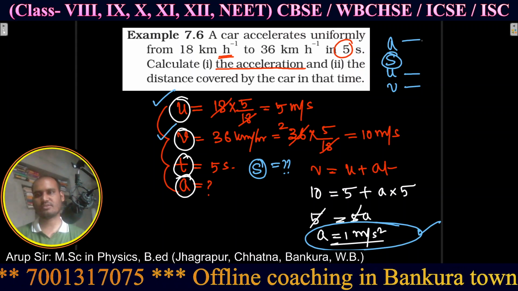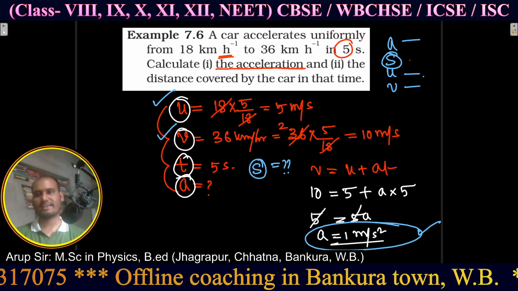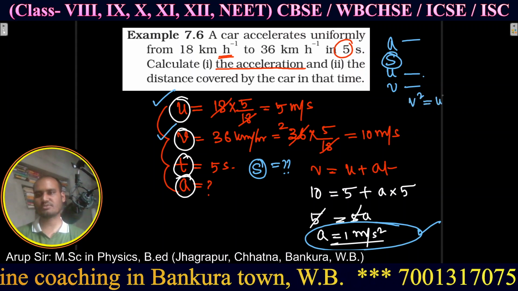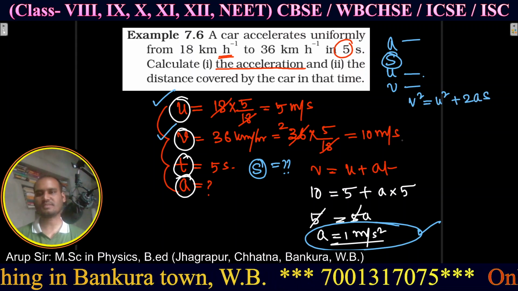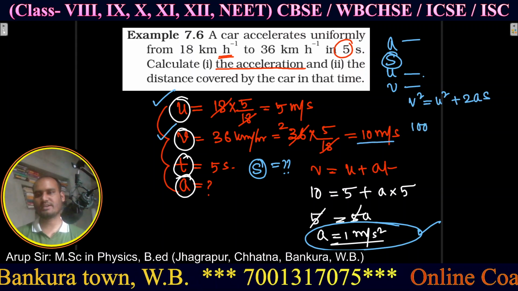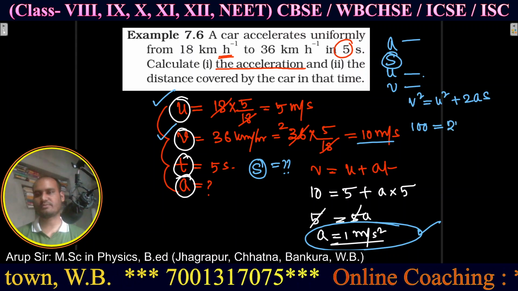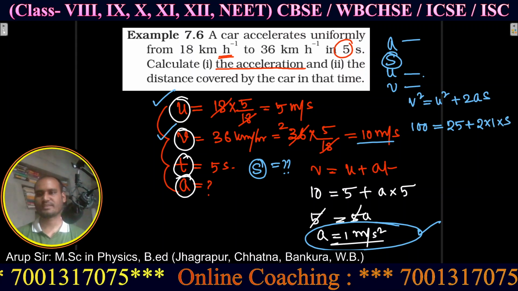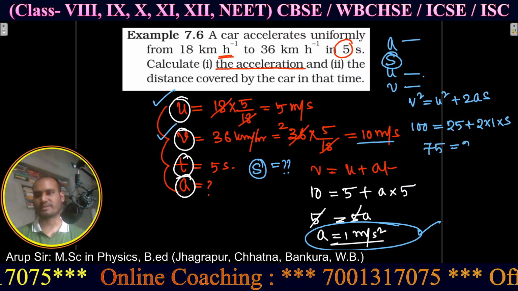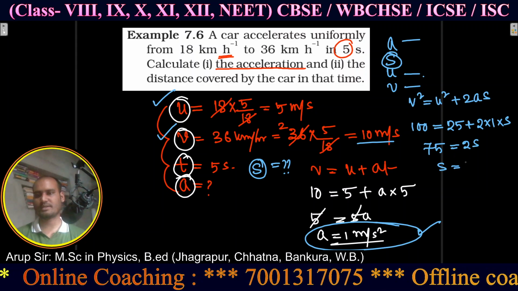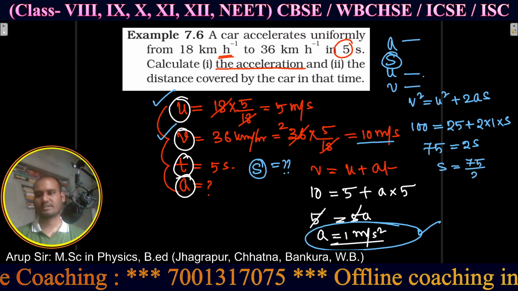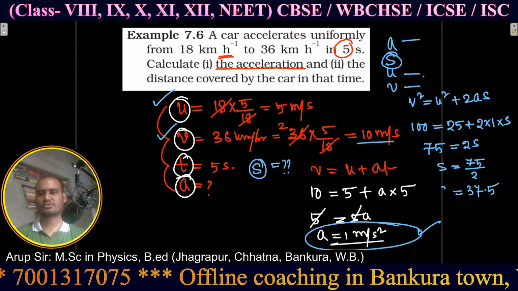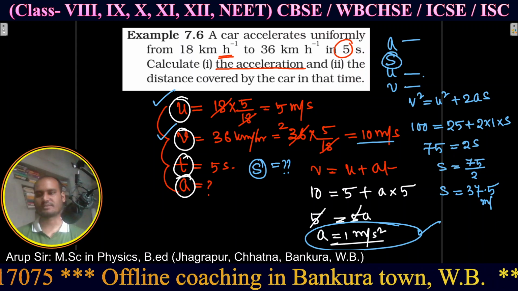Okay, so these 3 are known. a, u, v are known. s only we have to find out. So what is the formula? Formula is v square equals u square plus 2as. v is 10, so 100, u is 5, so 5 square is 25, plus 2as, a means 1, into s means s. So 75 equals 2s. s is how much? s is 75 by 2, 37.5. So s is 37.5 meter.